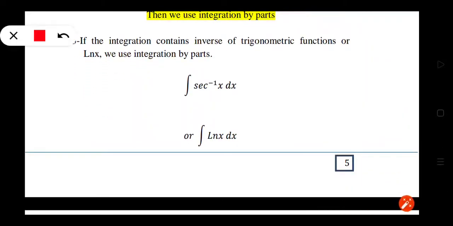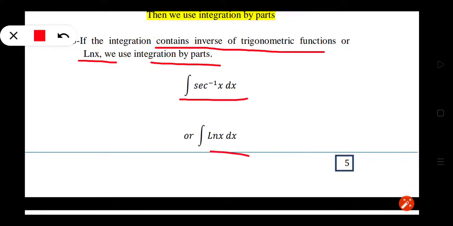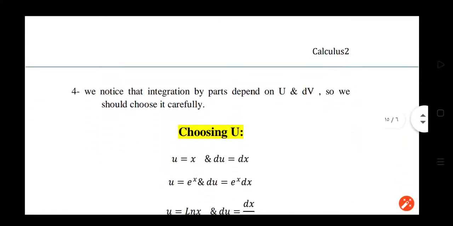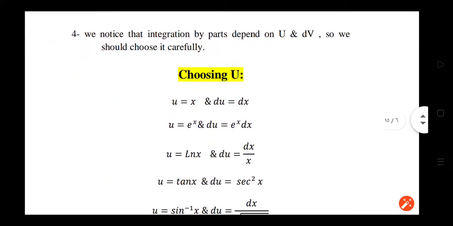If the integration contains inverse of trigonometric functions or ln x, then we must use integration by parts. Number 4: how we can choose u and choose dv.